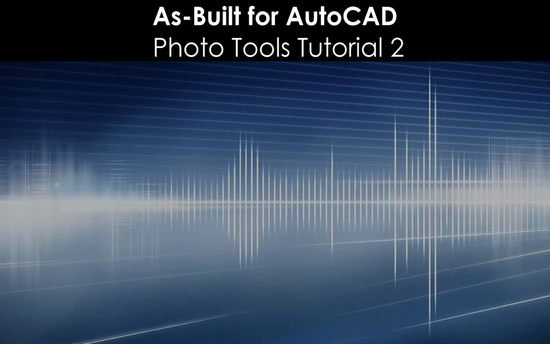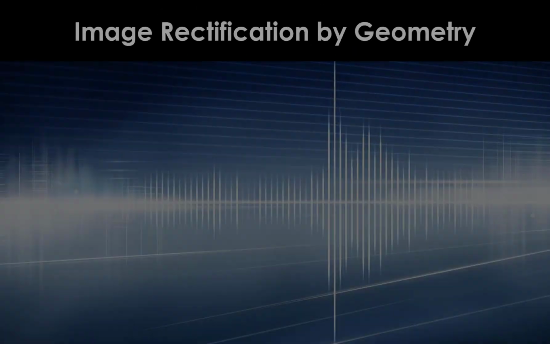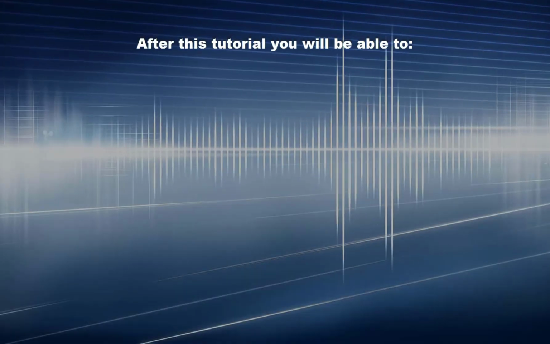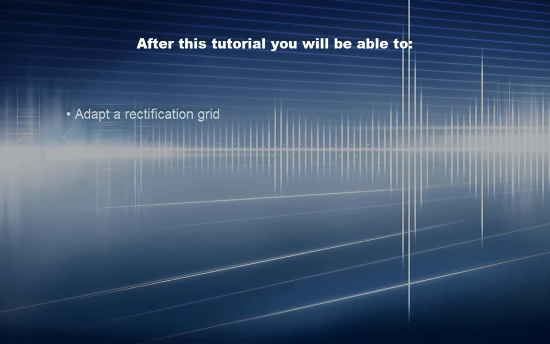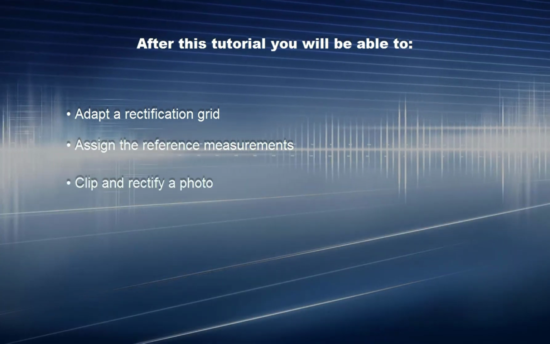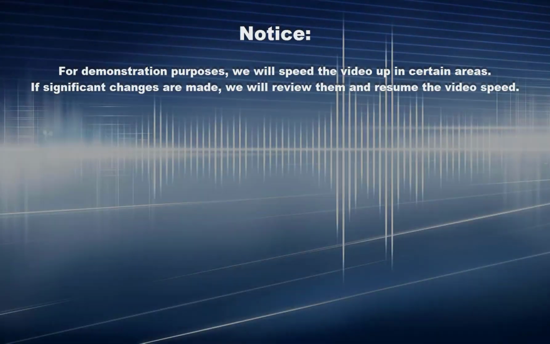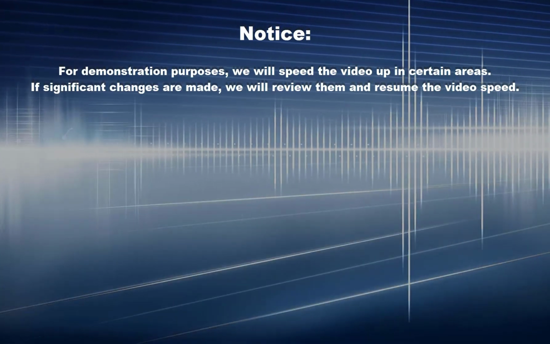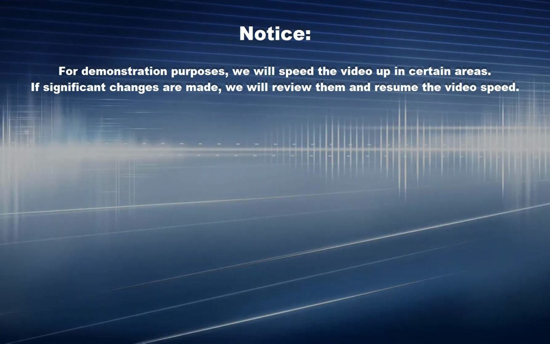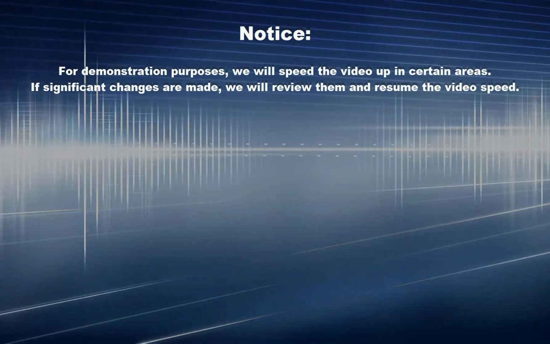As-Built for AutoCAD, Photo Tools, Tutorial 2. Image Rectification by Geometry. After this tutorial, you will be able to adapt a rectification grid, assign the reference measurements, clip and rectify a photo, and add dimension information. Notice, for demonstration purposes, we will speed the video up in certain areas. If significant changes are made, we will review them and resume the video speed.